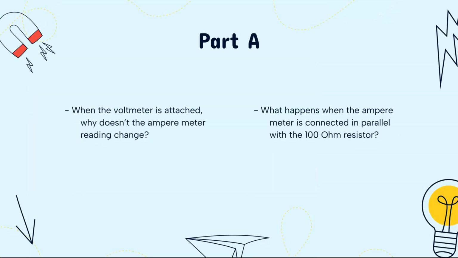Some questions to consider are: when the voltmeter is attached, why doesn't the ampere meter reading change? This is because the voltmeter has a high resistance, causing very little to no current flow. Additionally, what happens when the ampere meter is connected in parallel with the 100 ohm resistor? Then both ampere meters read 0.06 amps.